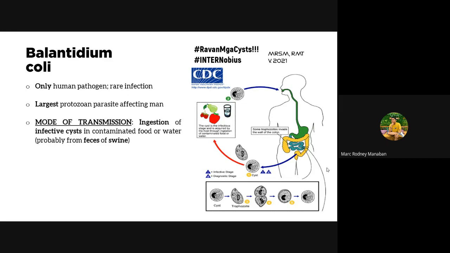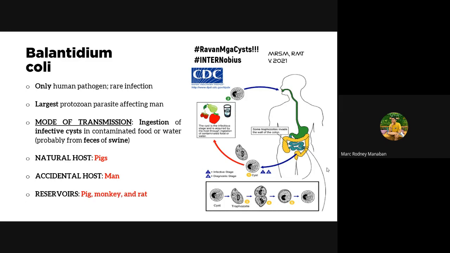Now, for the mode of transmission, same with your amoeba, ingestion of fecally contaminated food or water that contains the cysts. The food or water is contaminated with the feces of pigs, hogs, or swine, basically pigs. The natural host of this organism, Balantidium, is of course pigs. So humans are accidental hosts only. So again, acquired through accidental ingestion of food or water that may contain the cysts.